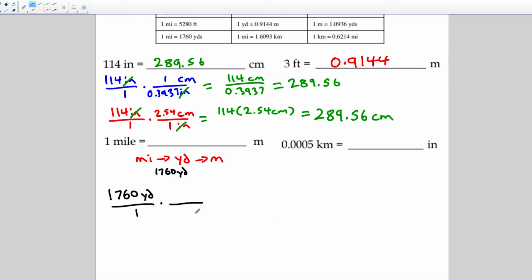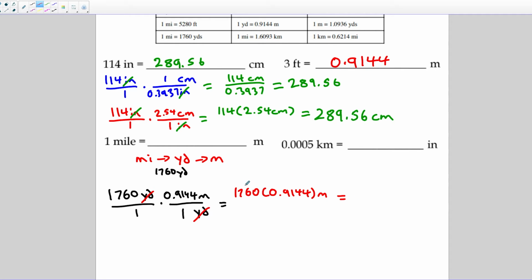So since we have yards here on the bottom and then meters up top, I've got 1 yard is the same thing as 0.9144 meters. So once again, I'm trying to follow my own advice of having as many ones on the bottom as possible. Once we do that, I can get rid of the yards up top and then get rid of the yards on the bottom, leaving us with 1,760 times 0.9144 meters divided by 1 times 1, which is just 1.